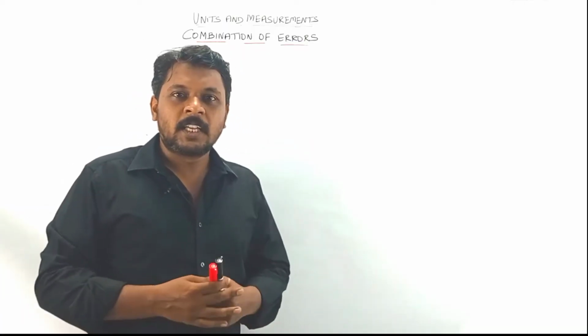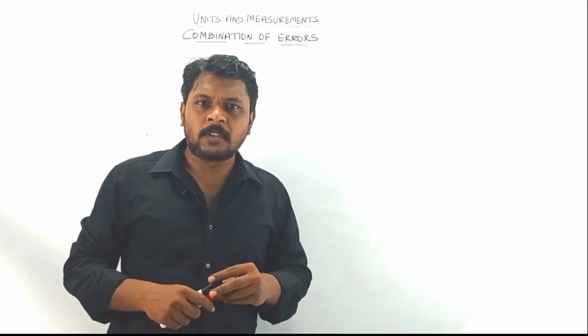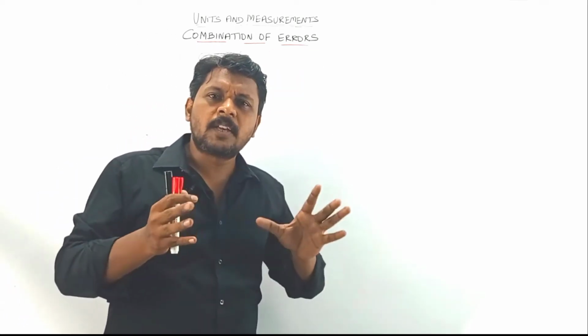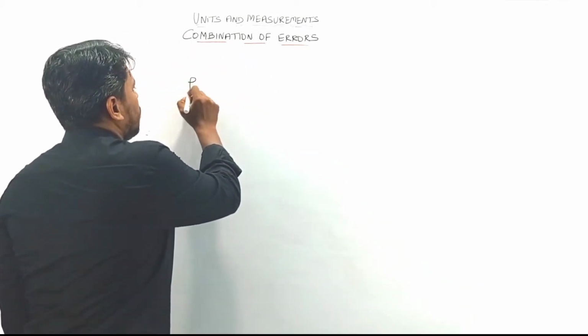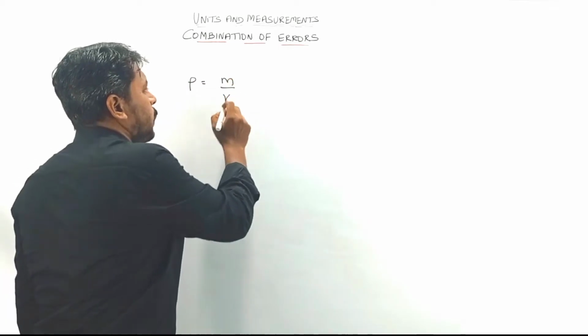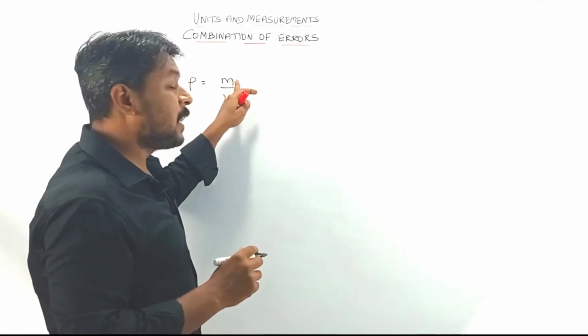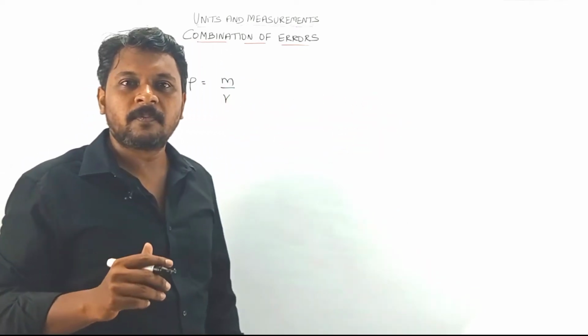Hello viewers, in this video we will discuss the topic combination of errors. We have discussed errors in the previous lectures. Here we will consider a situation like this. I am calculating the density, so it is mass by volume. What happens if error occurs in mass and volume? How will you represent the density with error?